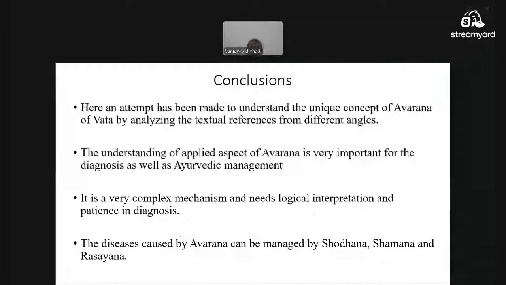In this presentation, a sincere effort, I call it Gustaki, because it is impossible to understand Avarana in 2 hours, but I tried my level best to do justice to the unique concept of Avarana of Vata by analyzing the textual references from different angles of Charaka, Sushruta, Bhagbata, both Astanga Sangraha and Hridaya. Understanding the applied aspect of Avarana is very important in clinical practice. Without that, we may make mistakes.